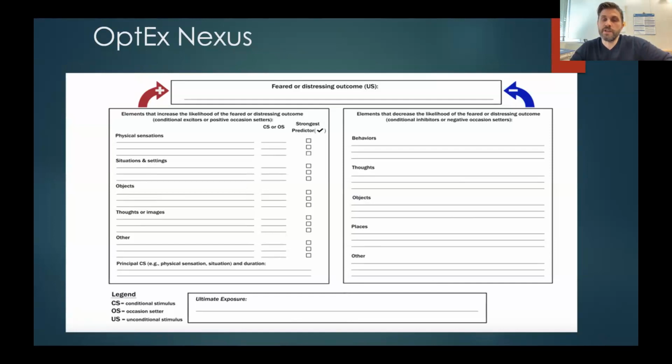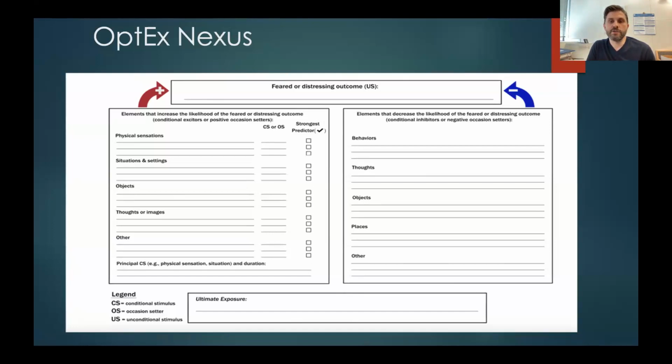Since we don't use a hierarchy, we needed some way to map out all these different things. So we go through first trying to figure out what the feared or distressing outcome is with somebody, and ask, just like I did. We then go through all these different categories of things that increase the expectation that the US might happen. And we figure out which ones are actual conditional stimuli, or what I said are occasion setters, right? Things that don't directly predict the US, they just make the person feel the US is more likely when they're confronting the CS. An example of an occasion setter in panic disorder might be being alone.